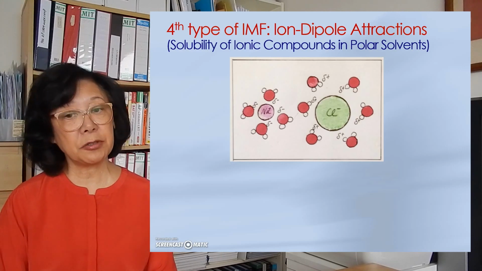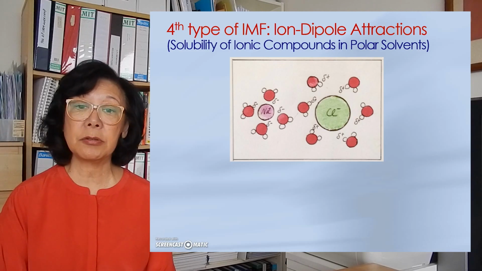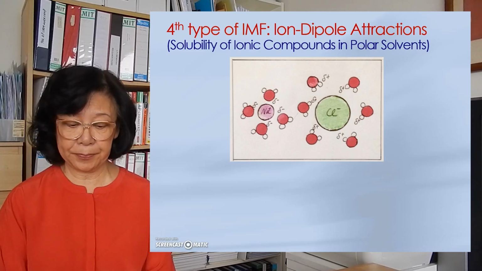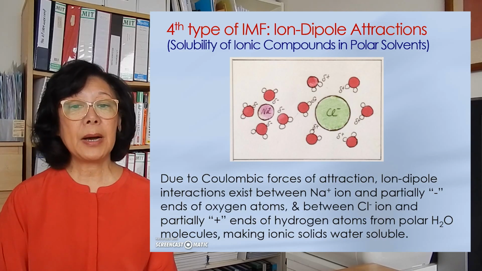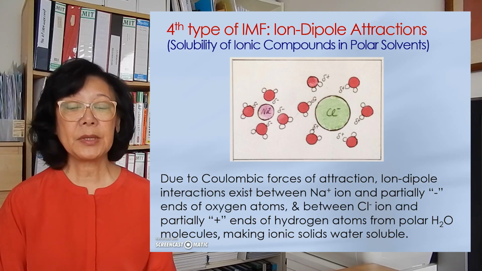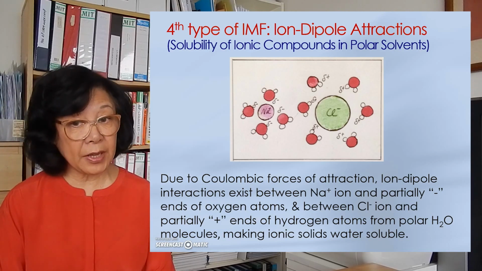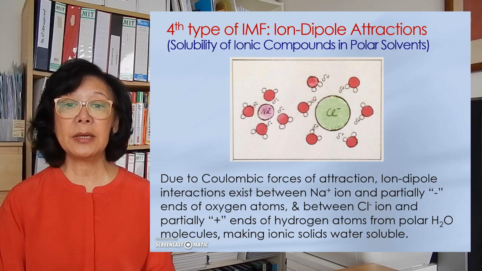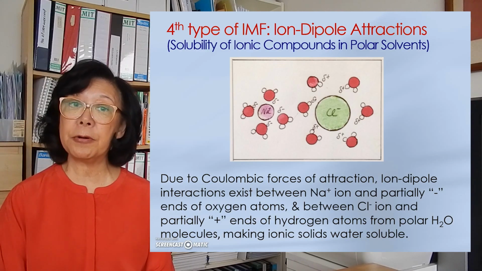Now, when sodium chloride, an ionic compound, is dissolved in water, the ions will come apart, forming sodium ion and chloride ion. The positive sodium ion is surrounded by the negative end of the water molecule, which is the oxygen atom. And the negative chloride ion is surrounded by the positive end of the water molecule, which are the hydrogen atoms, making sodium chloride soluble in water. We call that ion-dipole attractions.